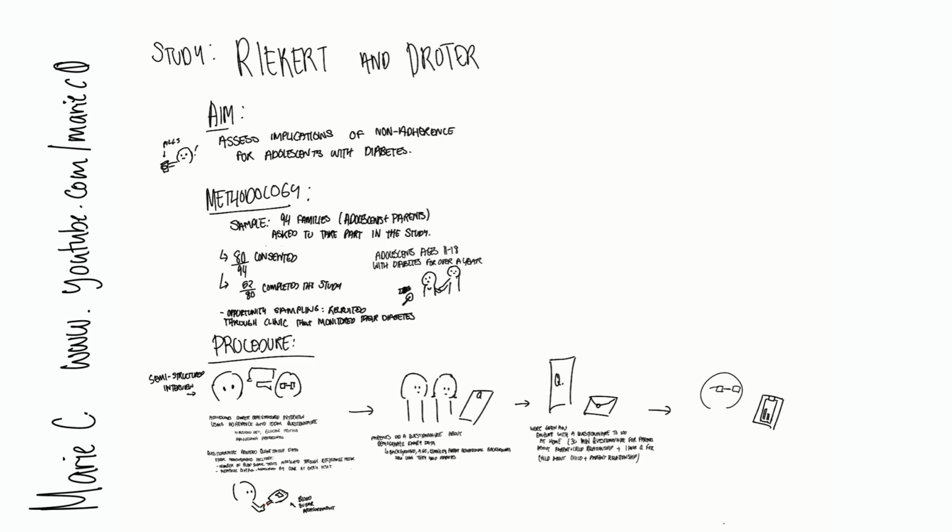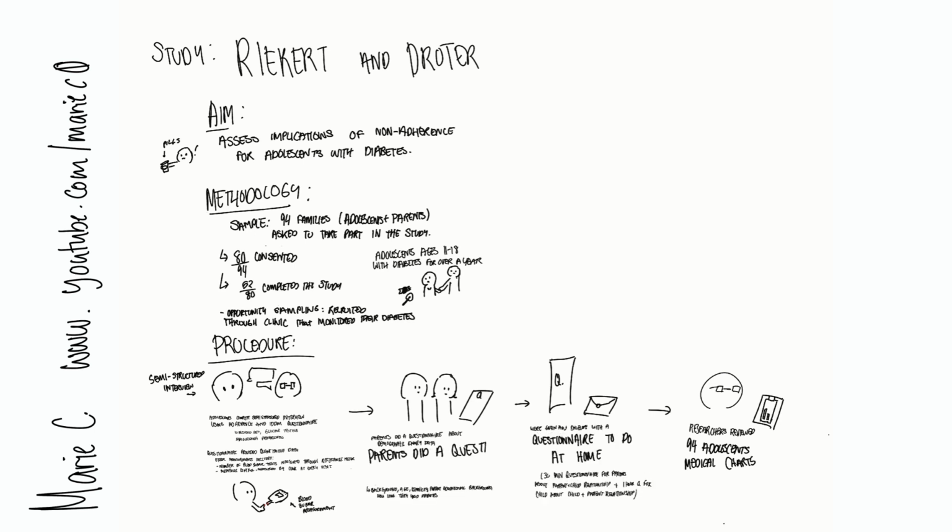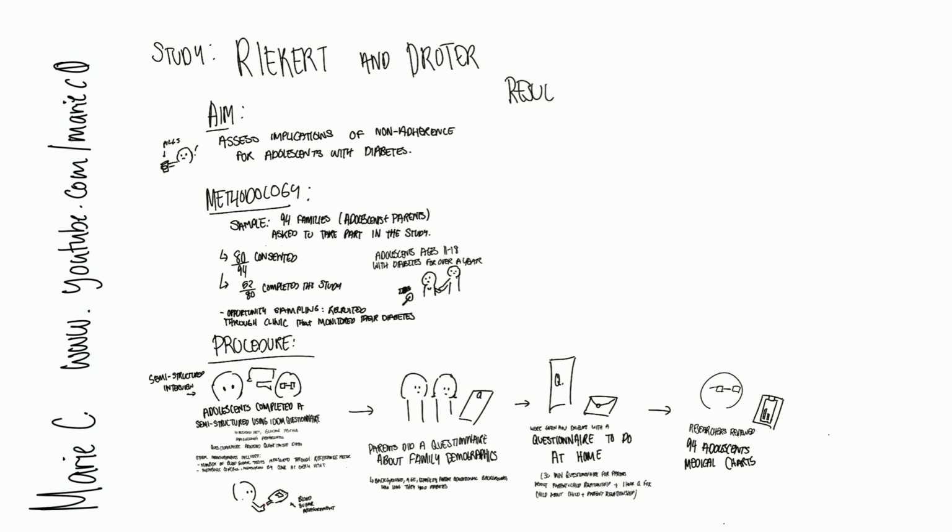Researchers also reviewed the medical charts of all 94 adolescents who were initially requested to take part in the research, to obtain the number of blood sugar tests per day that they completed, and their metabolic control levels. Demographic data of the families who refused to consent to take part was also obtained.